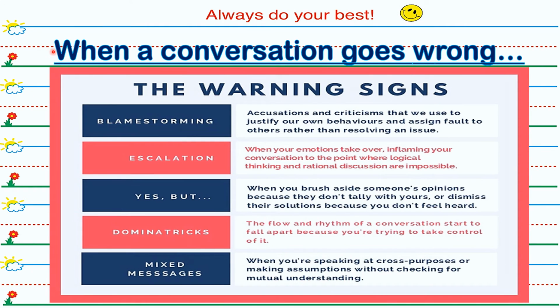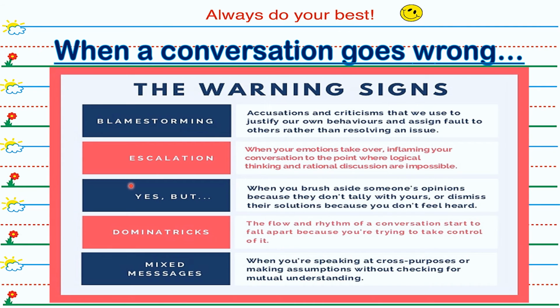Now, class, how will you know when a conversation goes wrong? So these are the warning signs. Number one, blame storming. So accusations and criticisms already start happening. Okay, it's your fault. It's not my fault. That is blame storming. Number two, escalation. When your emotions take over, you are not able to control yourself and your feelings anymore.